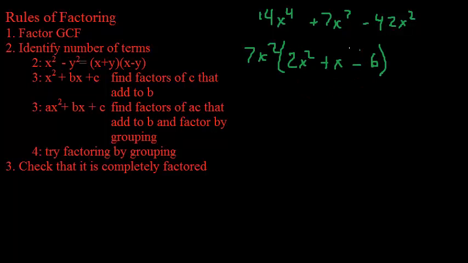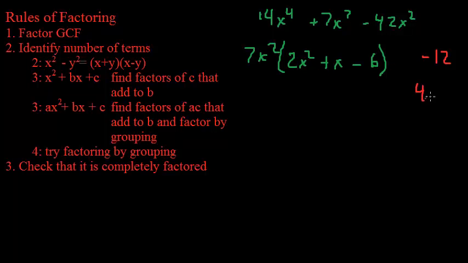Now I'm factoring this trinomial. It's got 3 terms, and I do have a coefficient in front of my first term. So in order to factor that, I need to find factors of a times c that add up to my middle term. So that first term times my last term, 2 times a negative 6, gives me a negative 12. I'm looking for factors of negative 12 that add up to a positive 1.